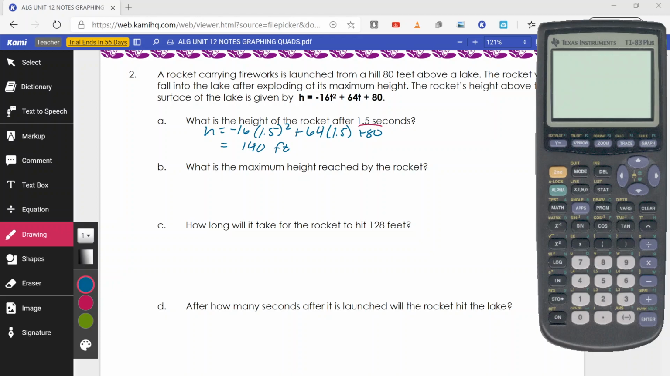And I want to take a look at my table and find some wraparounds. So as long as we have a wraparound and it looks nice, we see 144 solidly in the middle. Therefore, 144 feet is going to be our maximum height.